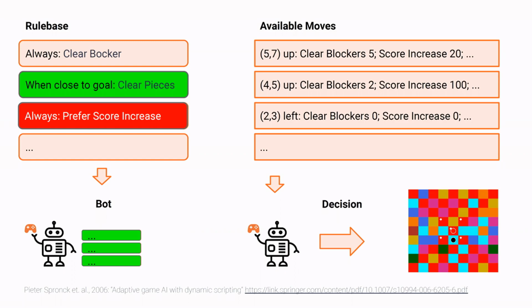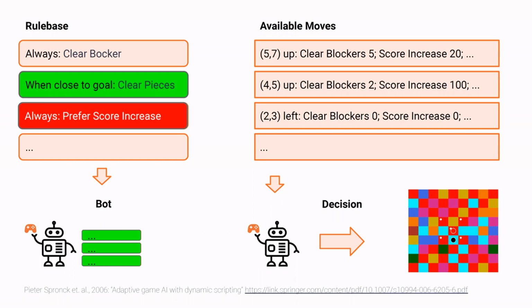dynamic scripting, developed by Peter Spronk back in the day. The idea is just that you have a set of rules, and through an iterative process where you get feedback on whether a rule worked well or not, you get an evaluation of the rules. Then you are able to figure out which rules work better and which ones work worse, and you can select the really good rules, the green ones, for this bug.